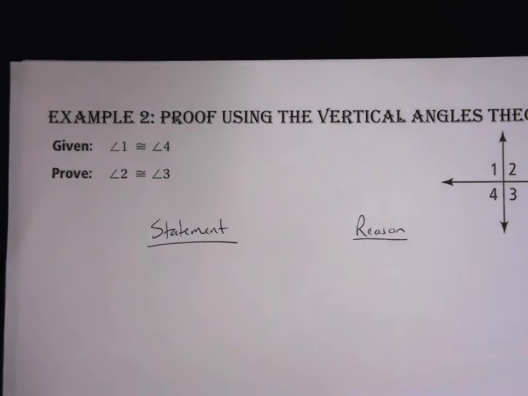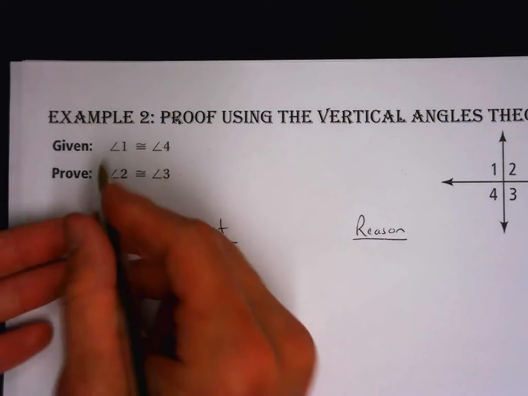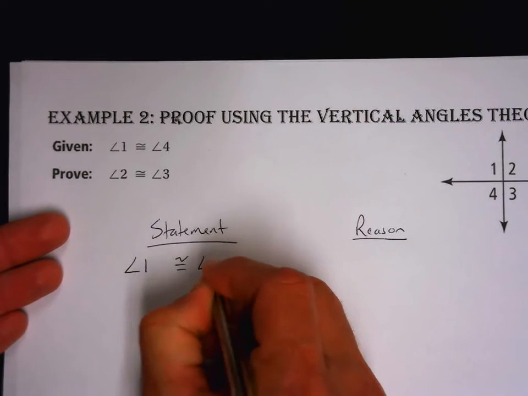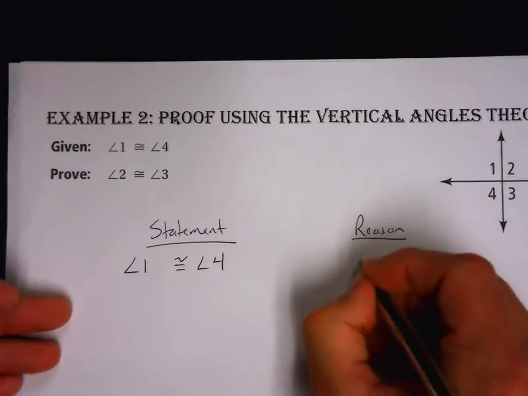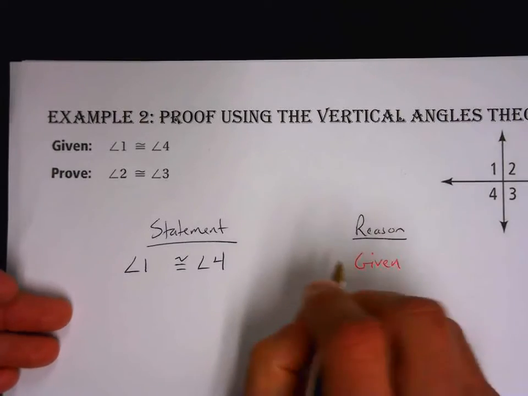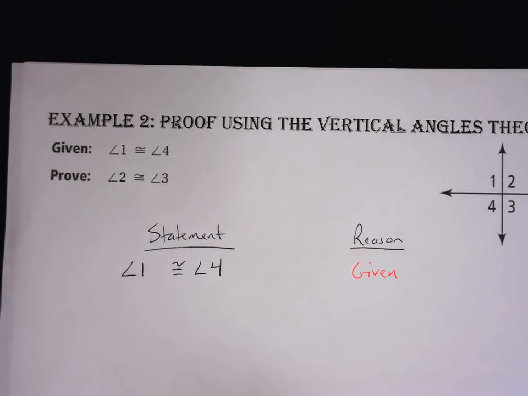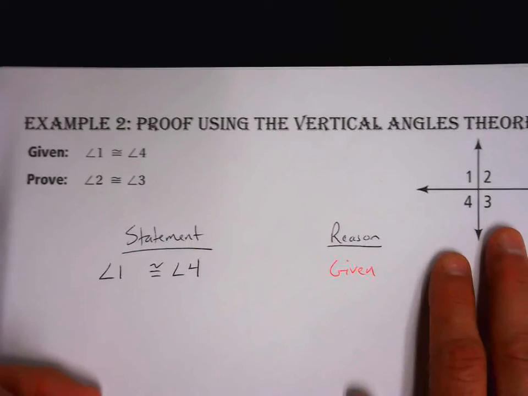So again, how do proofs work? If you don't remember, let's start with what's given. What's given, it says, okay, angle 1 is congruent to angle 4. And what's the reason? Well, it was given to me, right? Totally given. We could use that. And now we look at what's going on here. So I have angle 1 and angle 4. What's going on in this diagram?